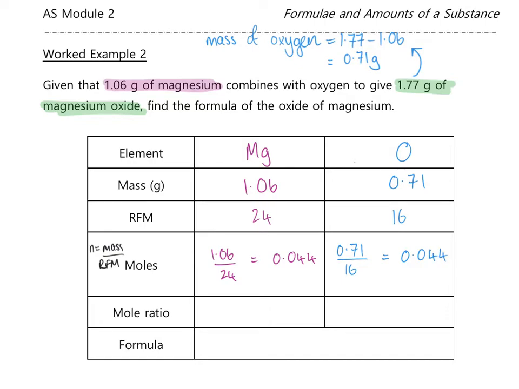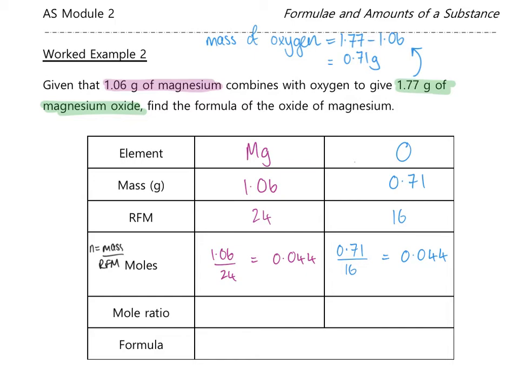If you'd kept these numbers a little bit more accurate, you would see their decimal place was slightly different after that point. So with magnesium at 0.0441 and with oxygen 0.0443, but these are roughly the same numbers too. 3 decimal places is going to be more than enough.